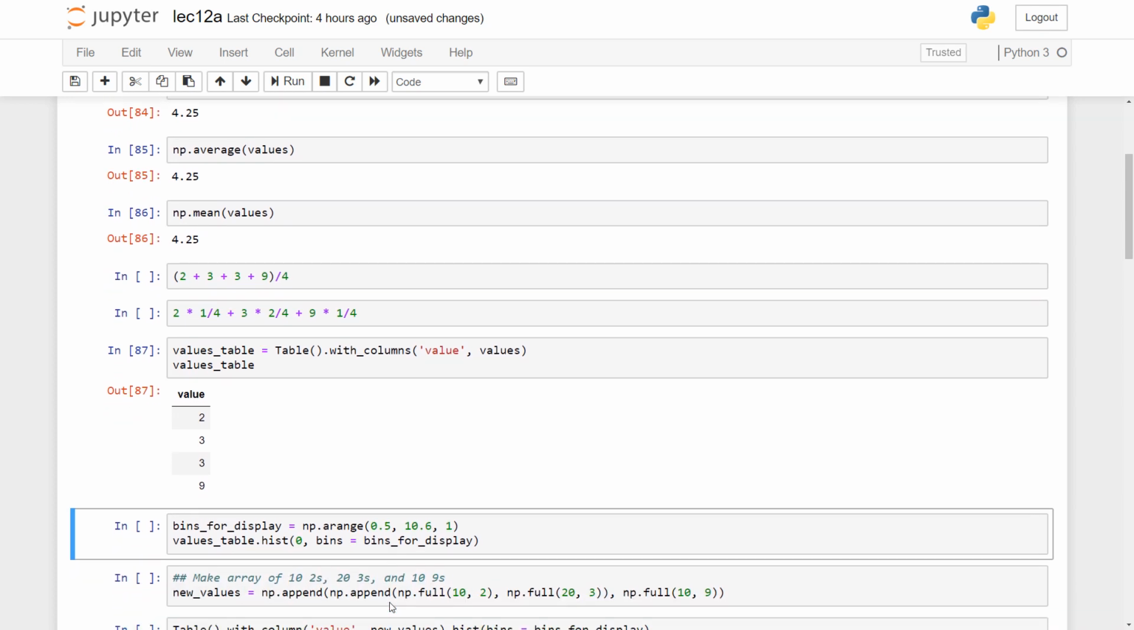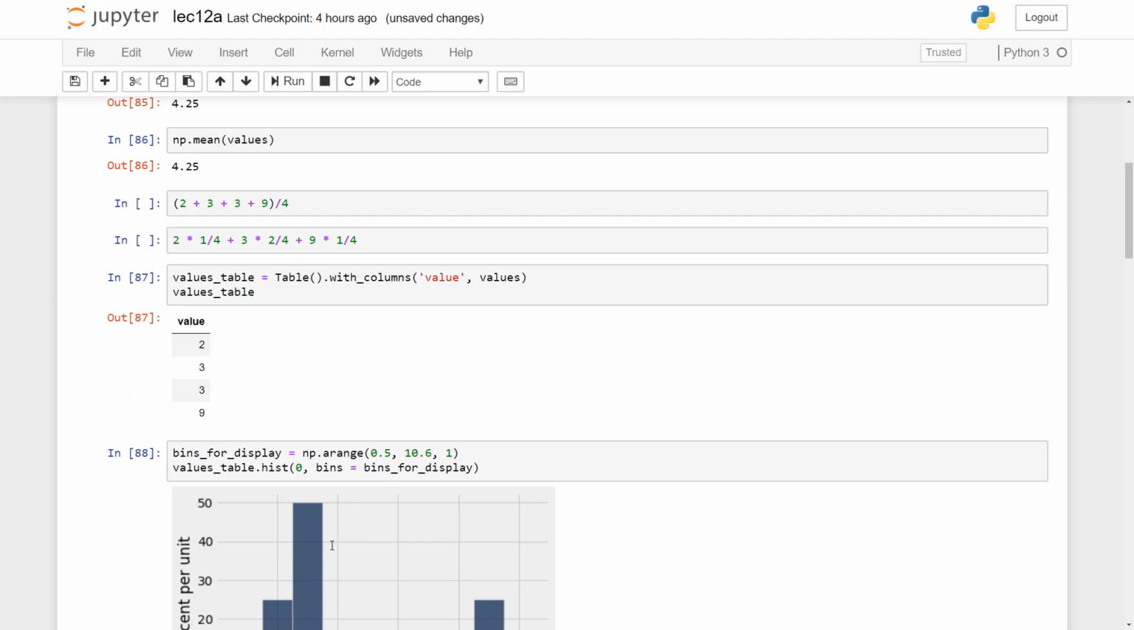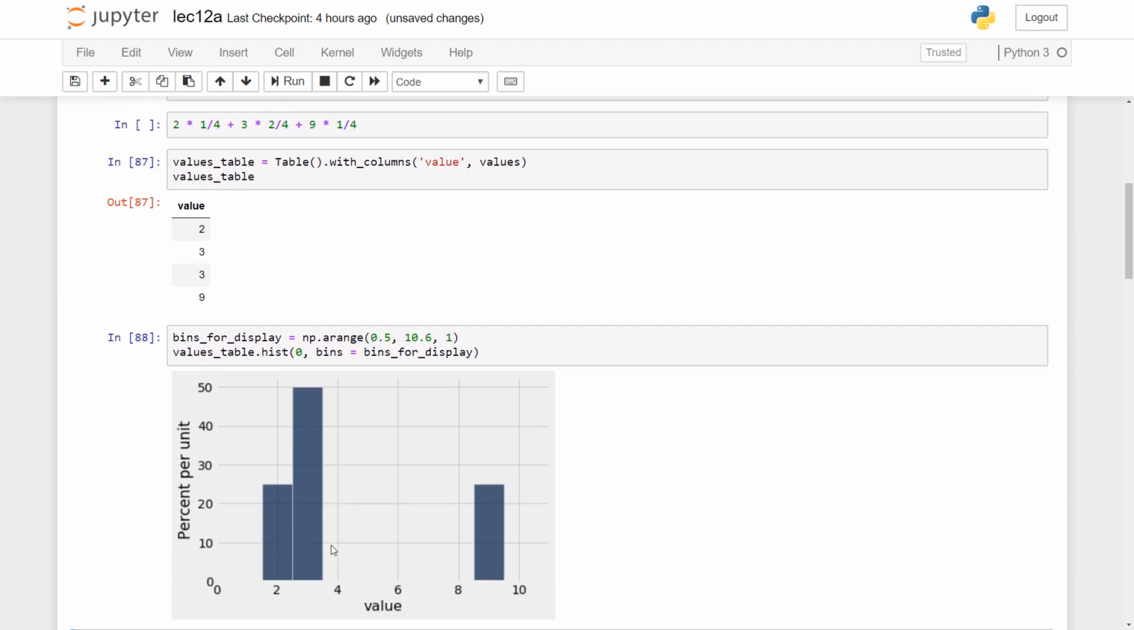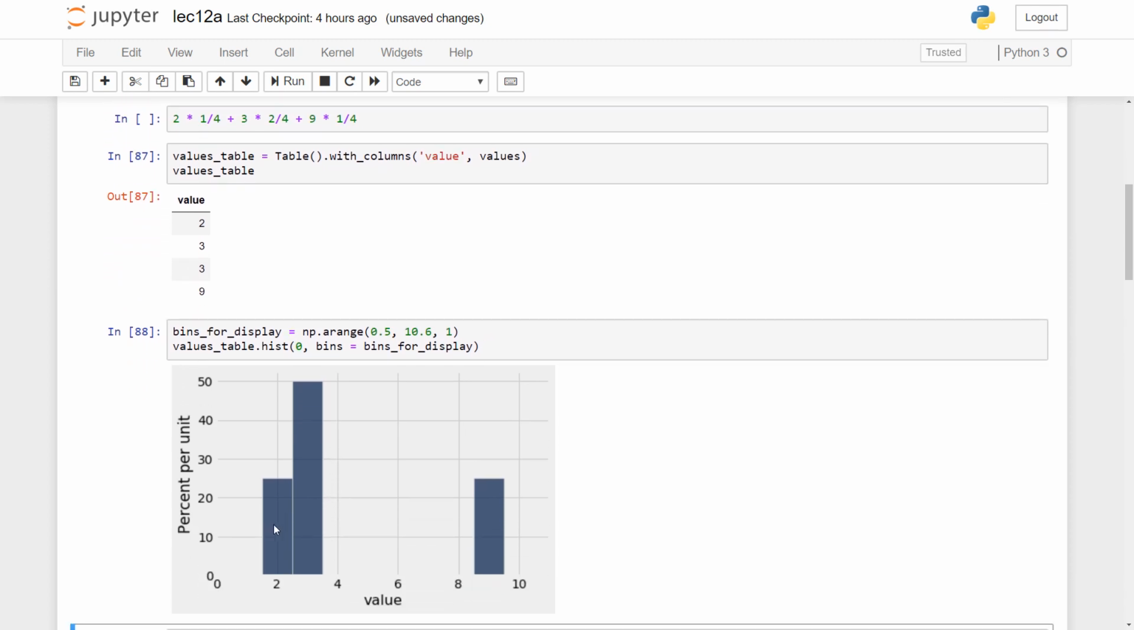So this is a one column table, and then look at the distribution of that array. So this is the distribution. 2 appeared once, 3 appeared twice, and 9 appeared once. Now let's try to compute the mean of another array in which we have 10 copies of each of the values in this current array.